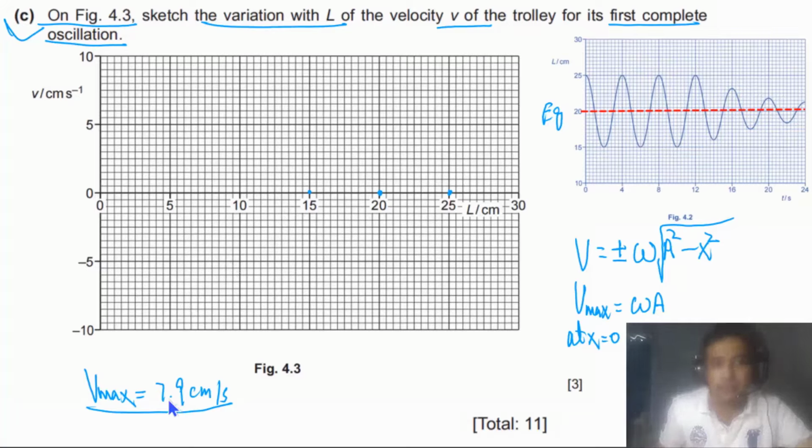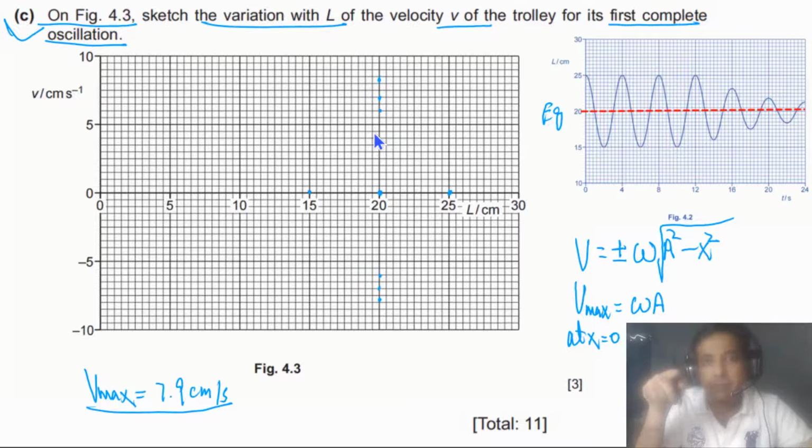We also have the maximum value of V, which is 7.9. Here we have 10, 5, so each small square is equal to 0.5. So here we have 5, here 6, here 7, here 7.5, and here about 7.9. We can also mark it on the other side the same way. Now we simply need to connect these points.